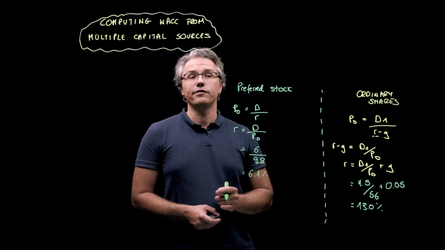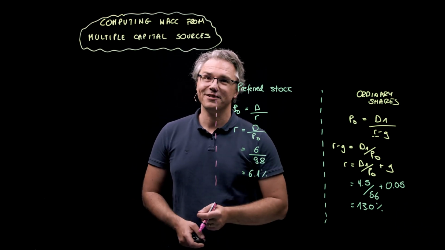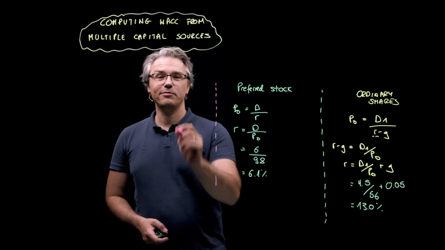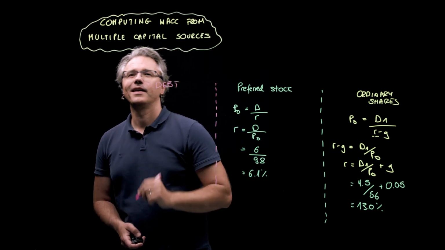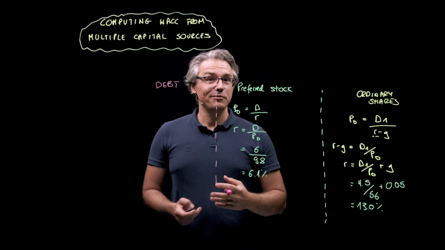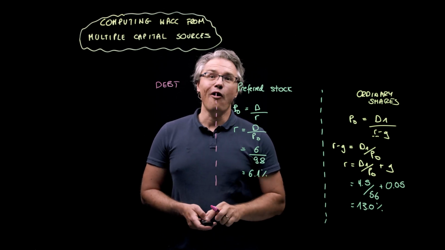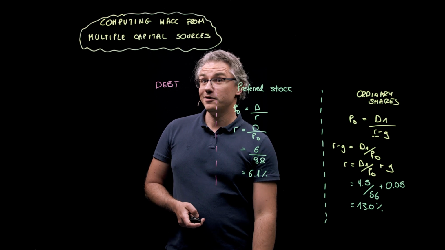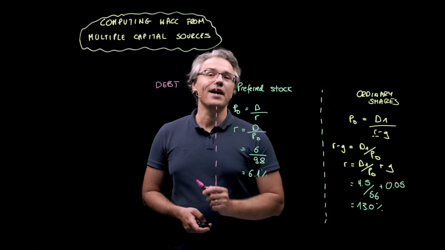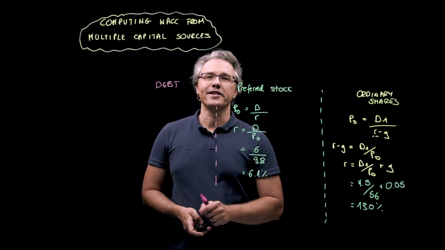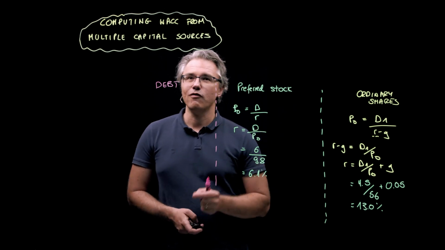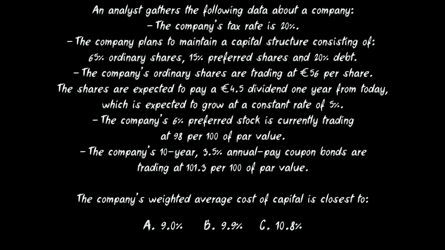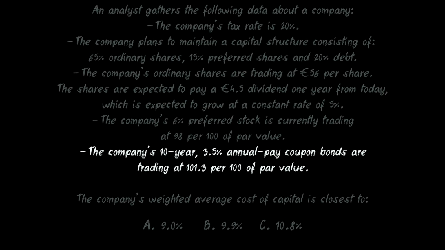And this is the cost of preferred stock. And finally, we need to compute the rate of return required by the providers of debt. This is synonymous with computing the yield to maturity on the company's bonds. In order to do this, you need to use the TVM worksheet on your calculators. So let's remind ourselves of what the inputs should be. The company's 10-year, 3.5% annual pay coupon bonds are trading at 101.3 per 100 of par value.